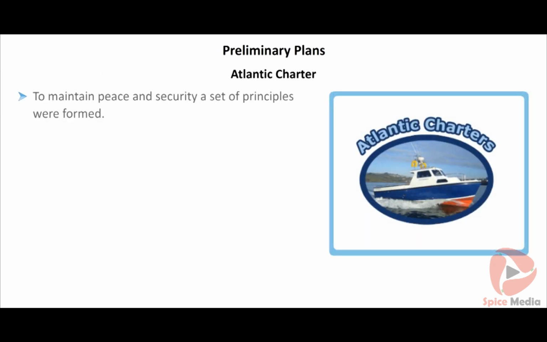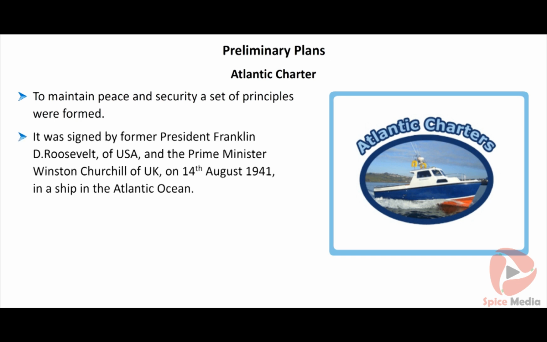Atlantic Charter. To maintain peace and security, a set of principles were formed. It was signed by former President Franklin D. Roosevelt of USA and the Prime Minister Winston Churchill of UK on 14 August 1941 in a ship, HMS Prince of Wales, in the Atlantic Ocean. Therefore, it was called the Atlantic Charter, UN Charter.